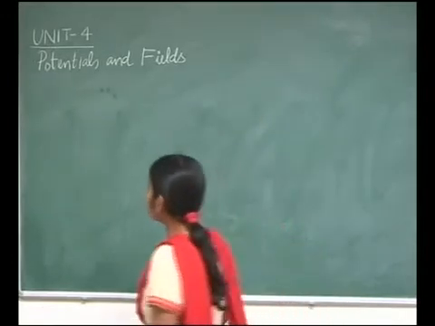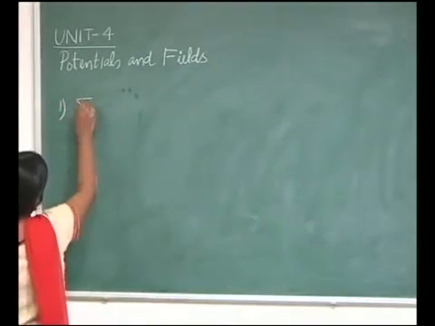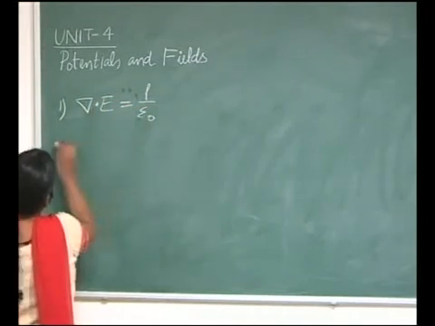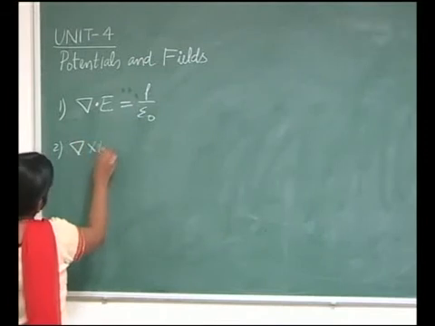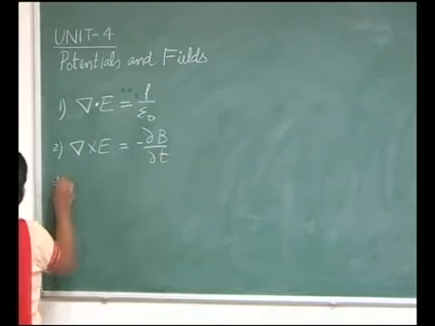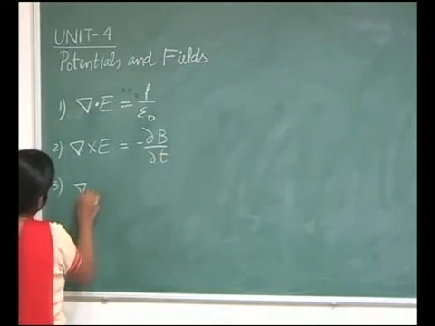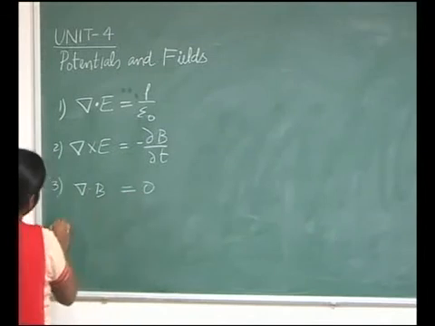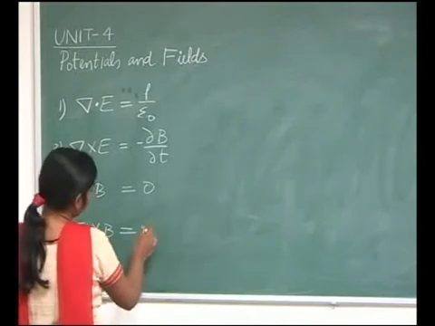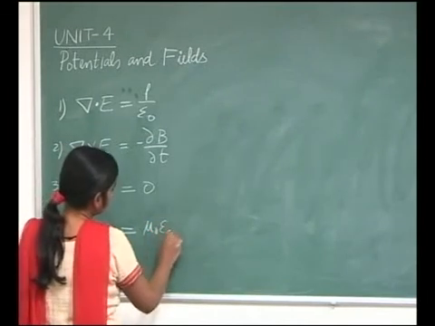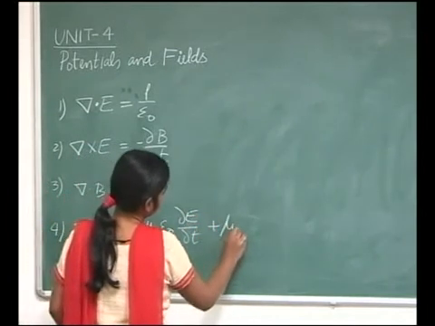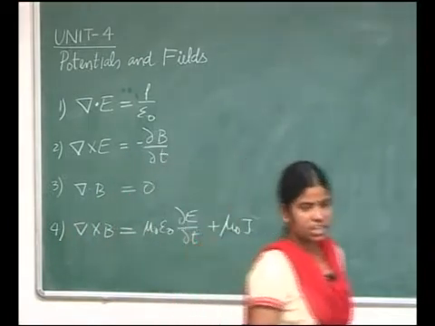And these Maxwell's equations in general are written as del dot E, second is del cross E equals minus del B by del t, and third is del dot B is equal to 0, and fourth is del cross B is equal to mu naught epsilon naught del E by del t plus mu naught J, where the first term is the displacement current.